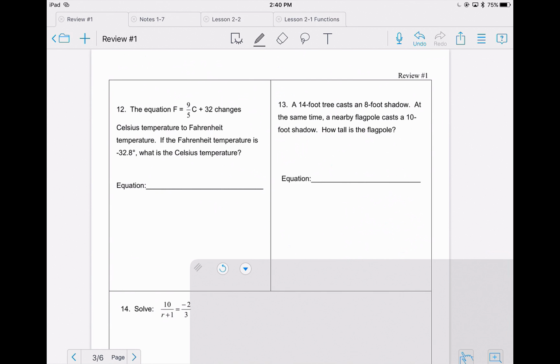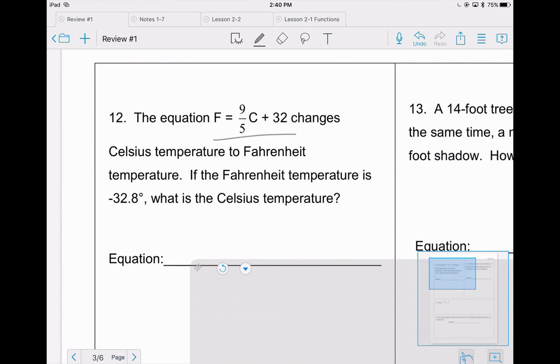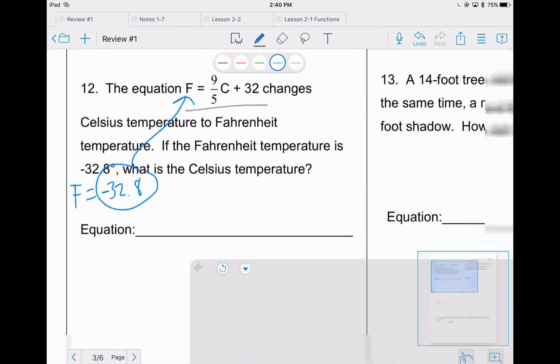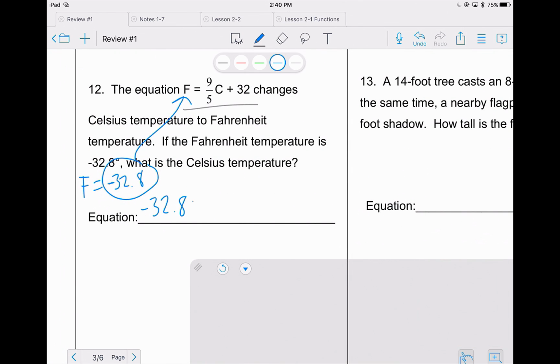Problem 12, they ask us here if the equation F equals 9/5 C plus 32 changes Celsius to Fahrenheit temperature. If the Fahrenheit is negative 32.8, what is Celsius? So they give us our starting equation here, and then they tell us F equals negative 32.8. So for my equation down here, instead of writing the letter F, I'm going to write the number for F. So the number for F, negative 32.8, equals 9/5 C plus 32.